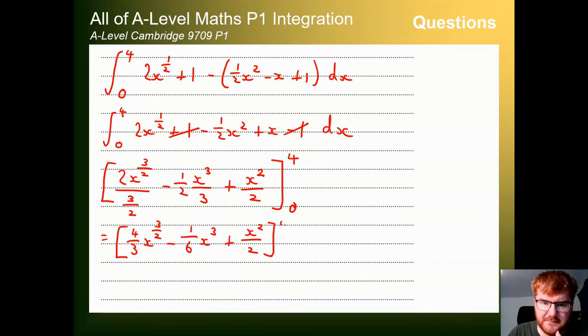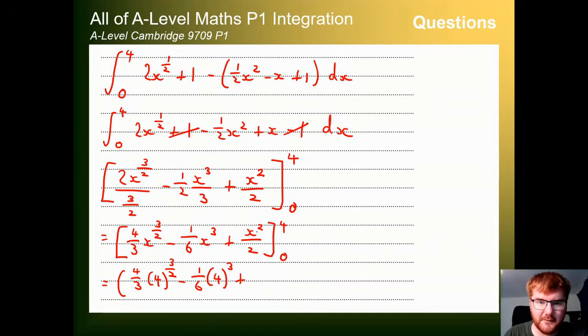Now the great thing is, when we substitute in 0, everything just disappears. So all we need to worry about here is just putting 4 in. I wonder if we can do this without a calculator. I'm really hoping so. So 4 cubed, plus 4 squared, 16 divided by 2 is 8. I'm going to speed that up.